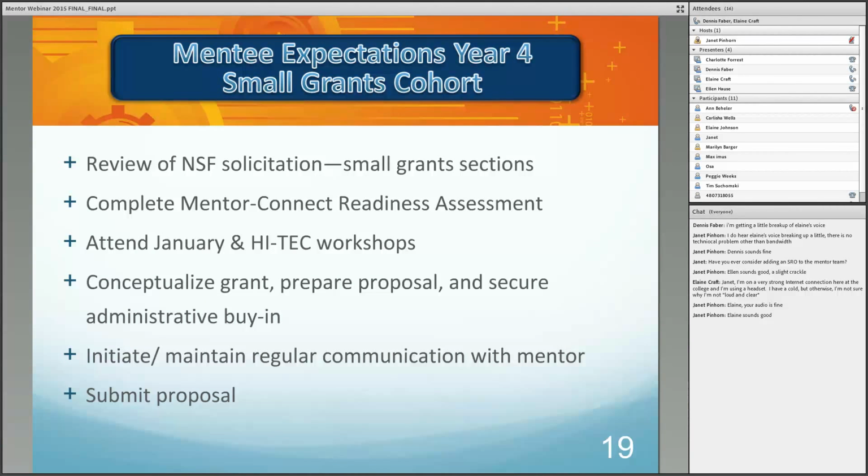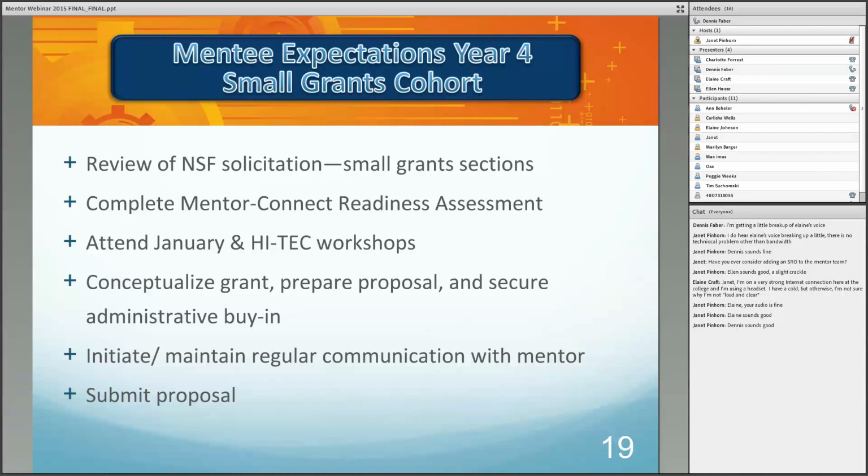Hi, just a quick review for everybody on what we're expecting of the mentees. Pretty much the same as we have in the past. Review of the NSF solicitation, particularly the small grant sections. And as Celeste is wont to say, review it and reread it and reread it and so on. Folks, the MentorConnect applicants have already completed a readiness assessment. We're expecting them to attend the January and the High-Tech workshops.